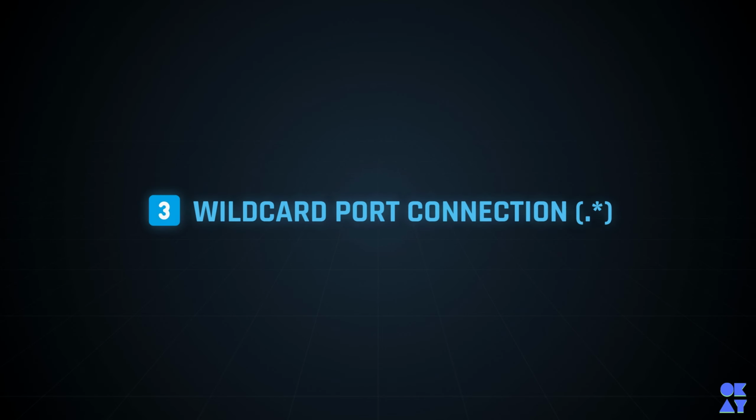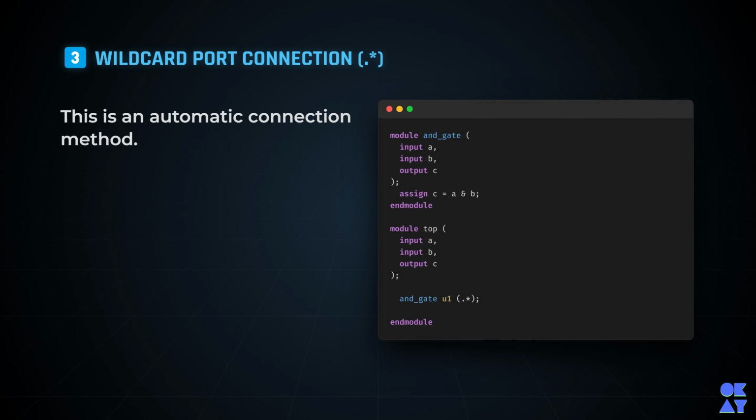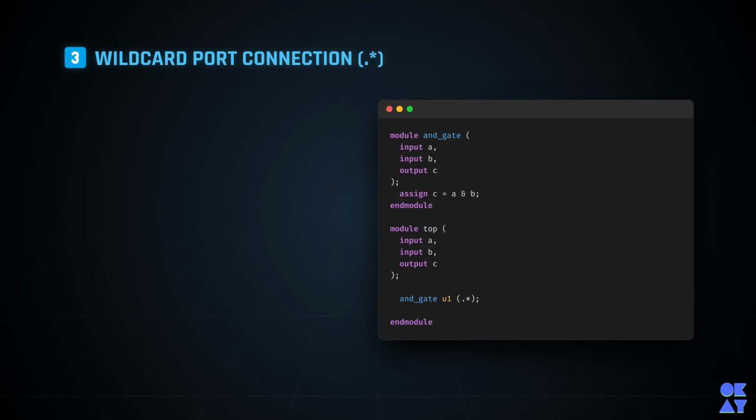3. Wildcard port connection. Only in SystemVerilog, not in Verilog. This is an automatic connection method. Only use it if the signal names in both modules are exactly the same. We can use AND gate U1 (.*). But for this to work, names must match.